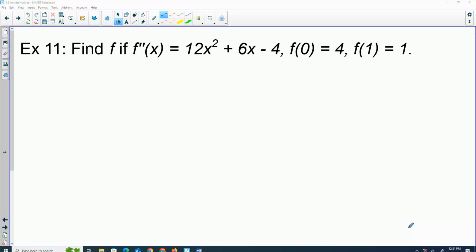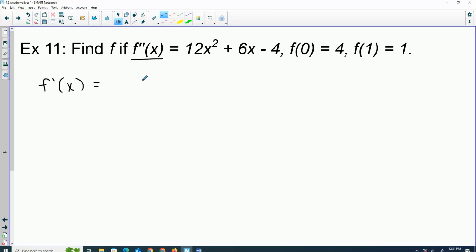I am asking you to find f of x if f double prime of x is 12x squared plus 6x minus 4, f of 0 equals 4 and f of 1 equals 1. So we are on f double prime. That means that is the second derivative, so we have to do the antiderivative twice. The antiderivative of f double prime would just be f prime.